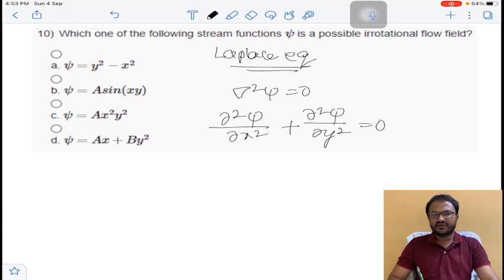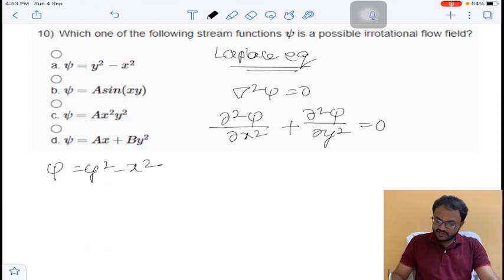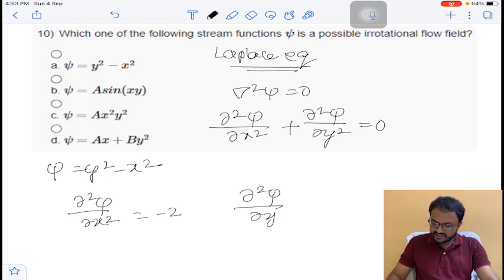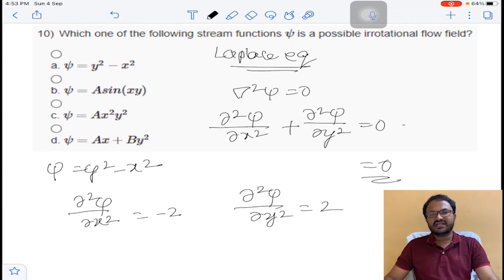Let's go with the first option, psi is equal to y square minus x square. First we calculate dou square psi by dou x square, which is equal to minus 2, and dou square psi by dou y square is equal to plus 2. Minus 2 plus 2 summation will be 0. When the Laplace equation is satisfied, this indicates the possibility of an irrotational flow field for the given stream function. So option A for question number 10.